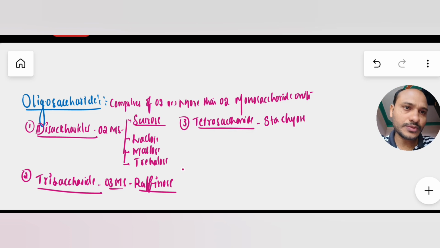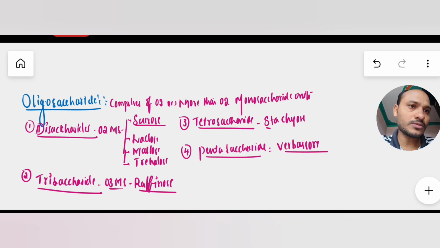Now coming to the last one: if five monosaccharide units join together, they form a pentasaccharide. The best example for pentasaccharide is verbascose. So likewise we have different types of oligosaccharides. We will discuss in detail the disaccharides: sucrose, lactose, maltose and trehalose.